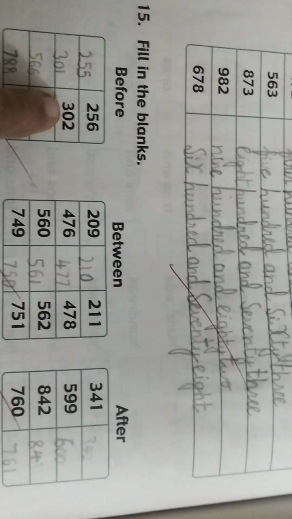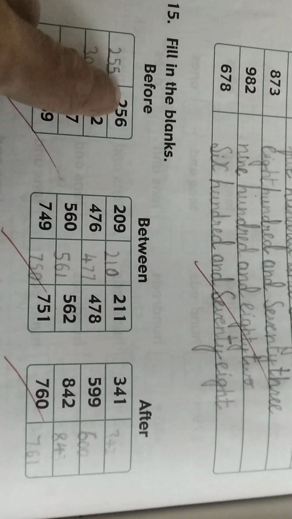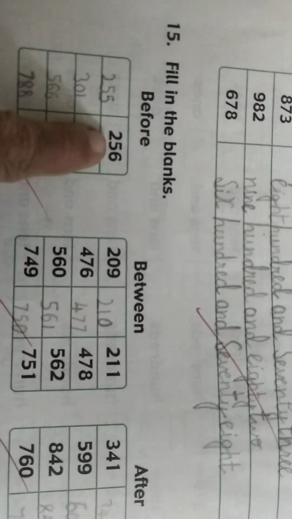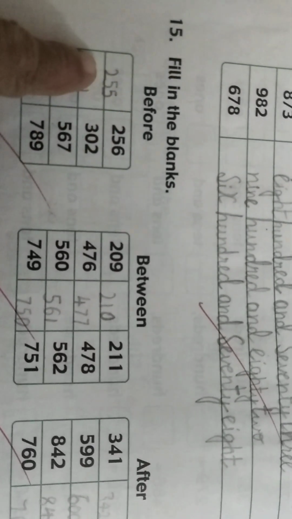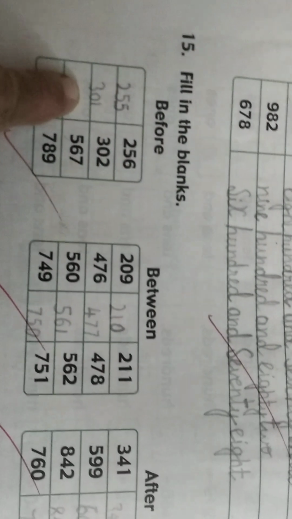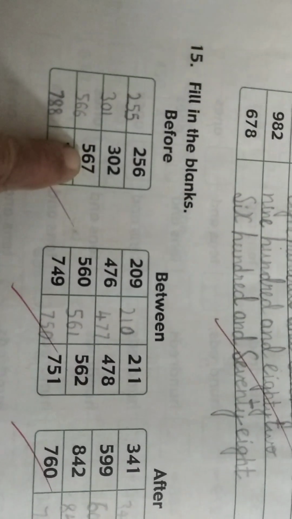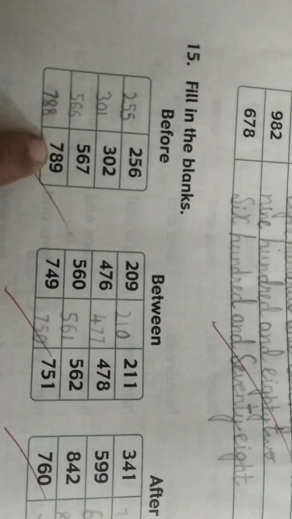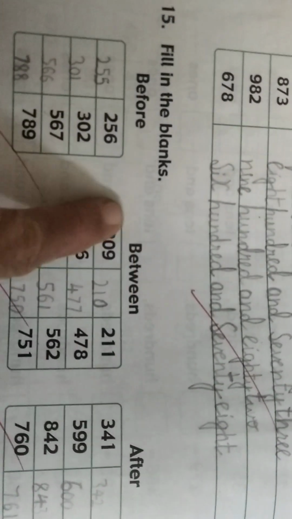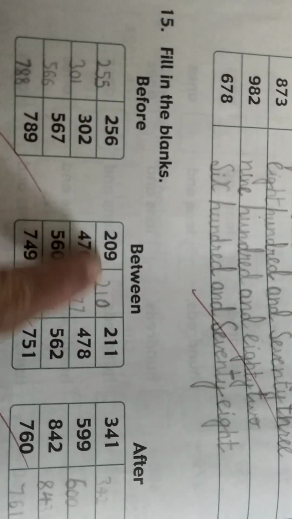Here, fill in the blanks. So, here, before we should write, it is given as 256. Before, it will come as 255. 302. Before, it will come as 301. 567. So, 566. 789. 788.